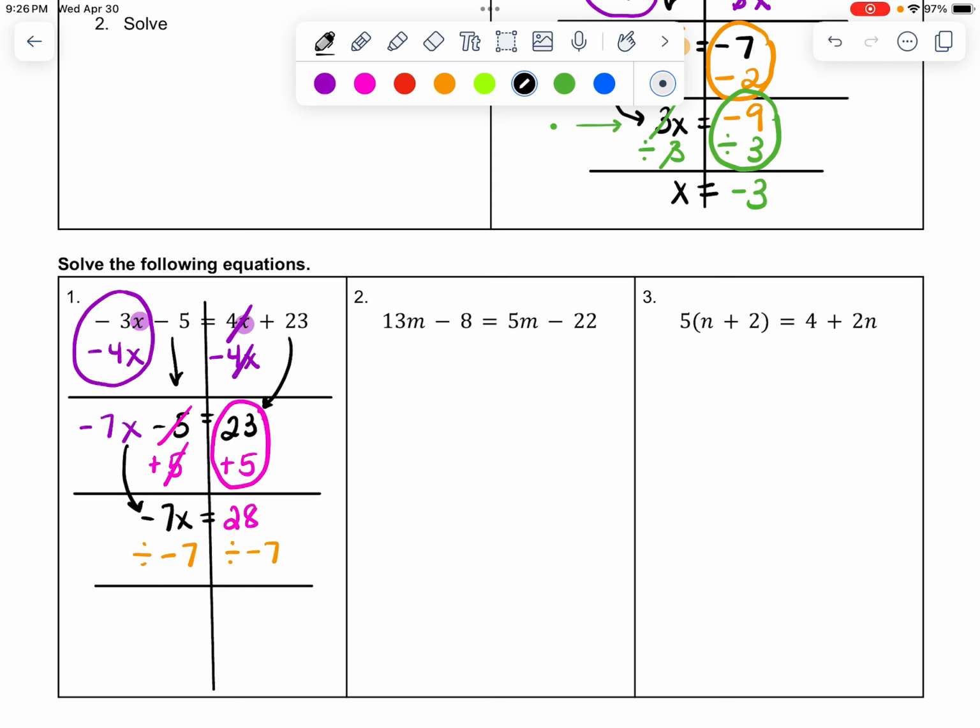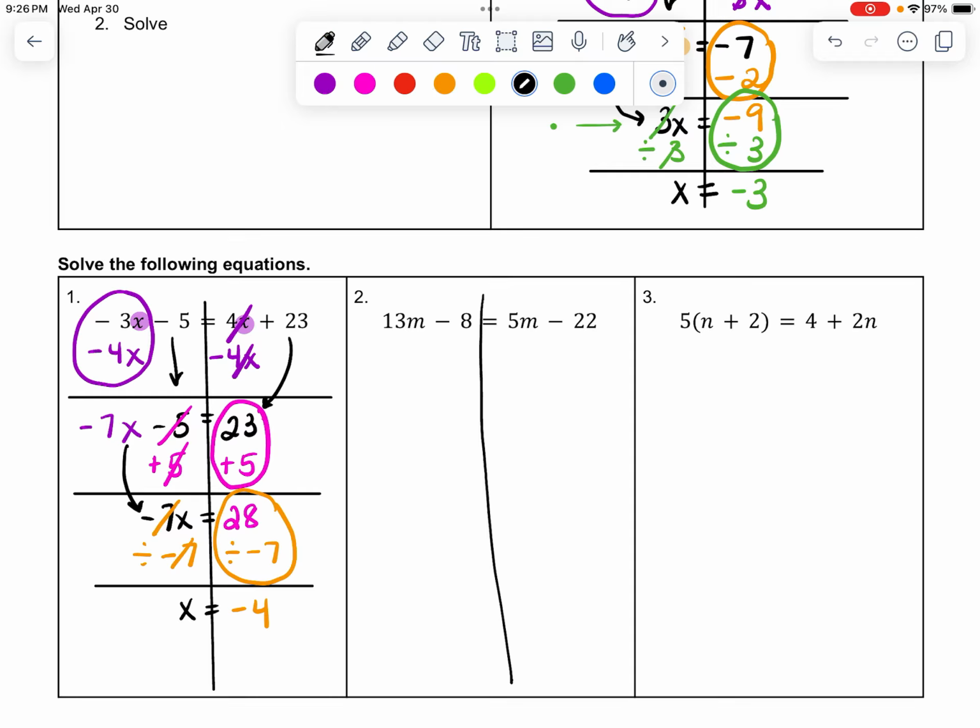When I do that, I get that the negative 7's cancel, so I just have x. And 28 divided by negative 7 is negative 4. And I'm done. Let's take a look at problem number 2.